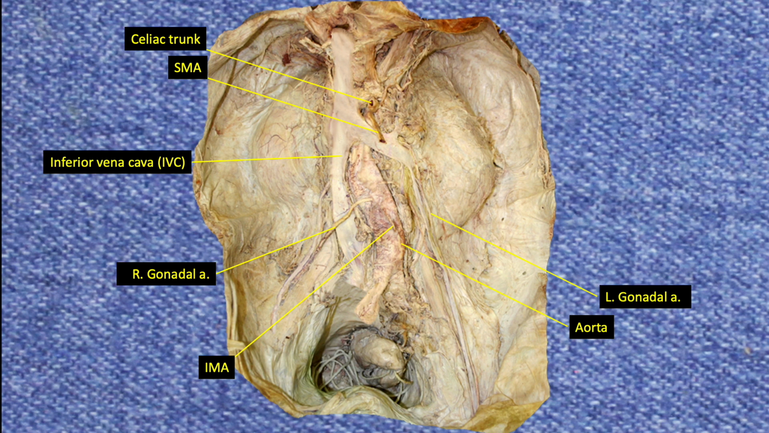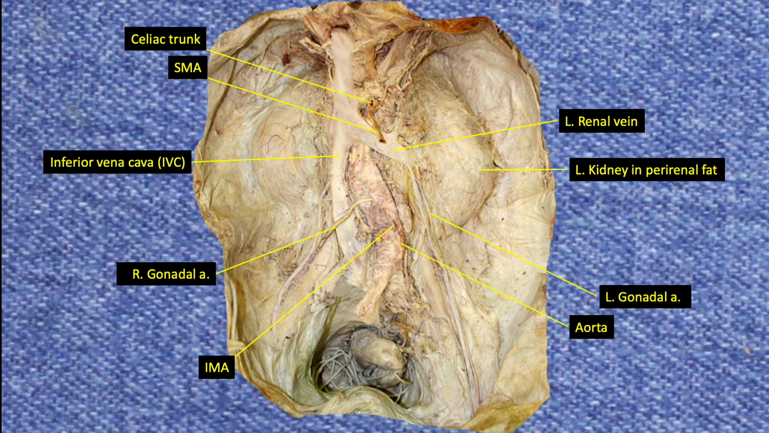Present in the retroperitoneal space are the 2 kidneys, enveloped in perirenal fat. This fat helps protect the kidney. The left renal vein is clearly visible exiting the left kidney and draining to the IVC.